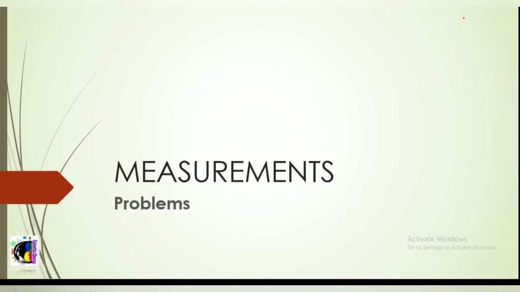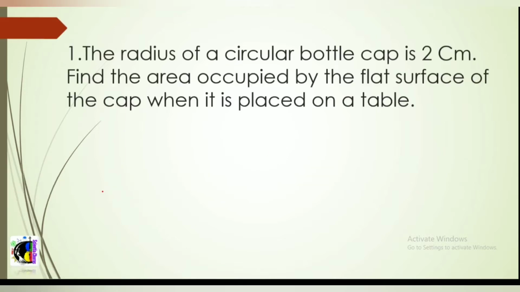In this video we are going to solve a few problems related to measurements. Let me go to the first question. The radius of a circular bottle cap is 2 centimeter. Find the area occupied by the flat surface of the cap when it is placed on a table.